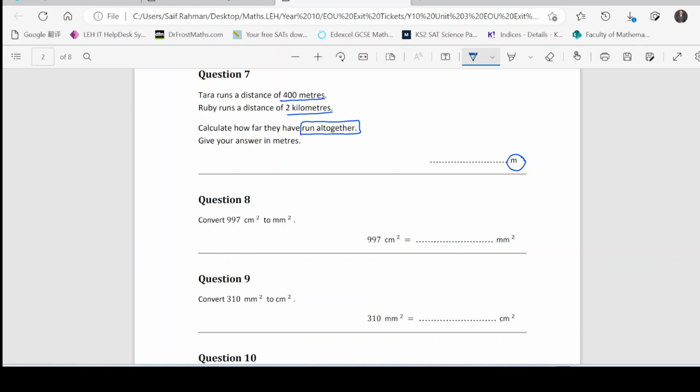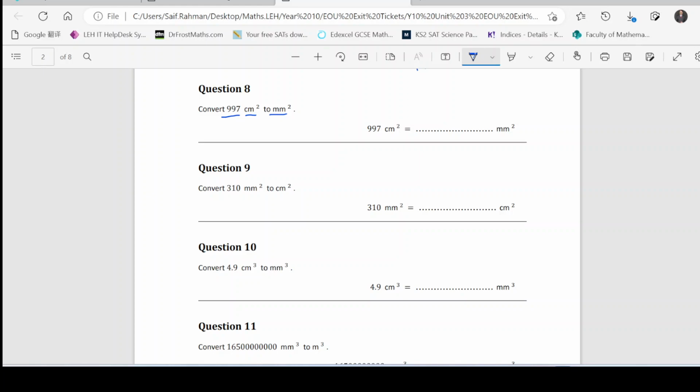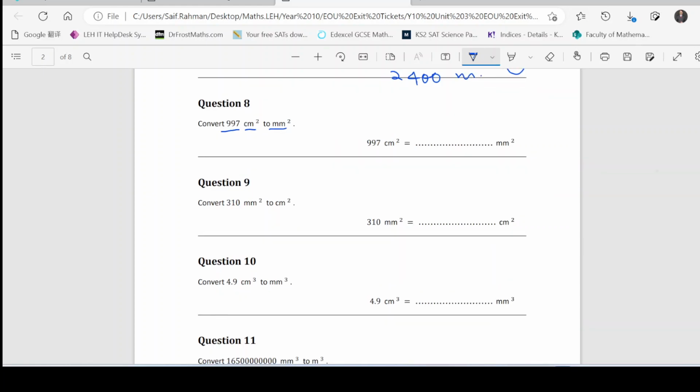So the next question is convert 997 centimeter square to millimeter square. This is now an area question. Whenever there is an area, it's a two-dimensional thing. So for example, if you have an area which is 1 centimeter by 1 centimeter, and now you want to convert this into millimeters, in 1 centimeter there are 10 millimeters. So here also 10 millimeters.